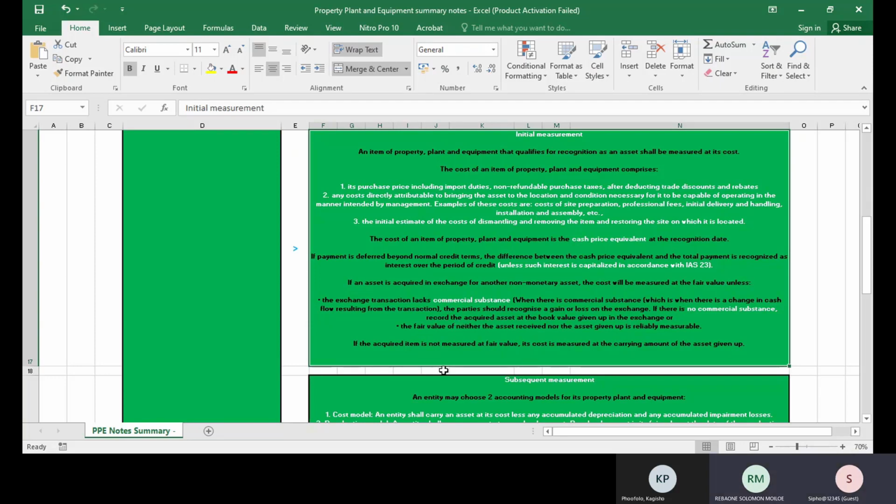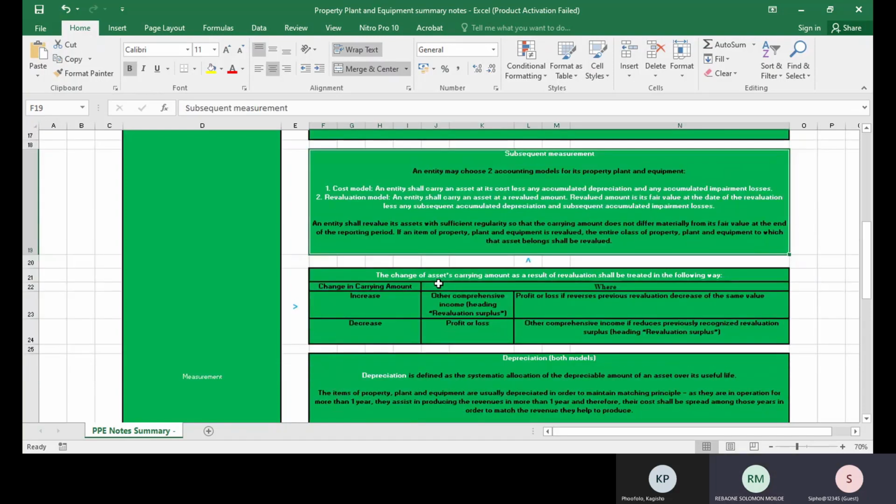If the acquired item is not measured at fair value, its cost is measured at the carrying amount of the asset given up. This is just your, Solomon, just go through it. If you don't understand it, let me know. I'll explain to you.